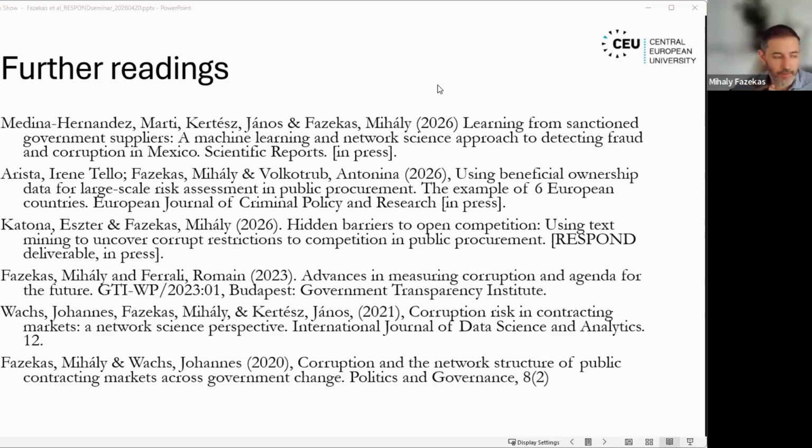I fully agree with you, Agi, and this is very important. This is also a critical measurement problem, because the literature started from a very simple thing like the single bidding rate. And Denmark looks very great on this. It has a low single bidding rate. Poland and Hungary and Romania look bad. They have a high single bidding rate.